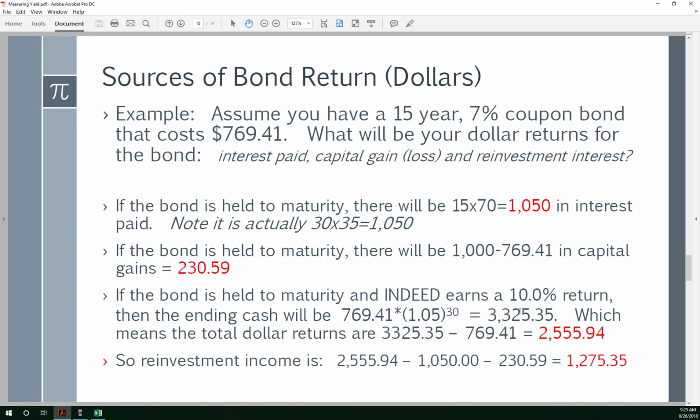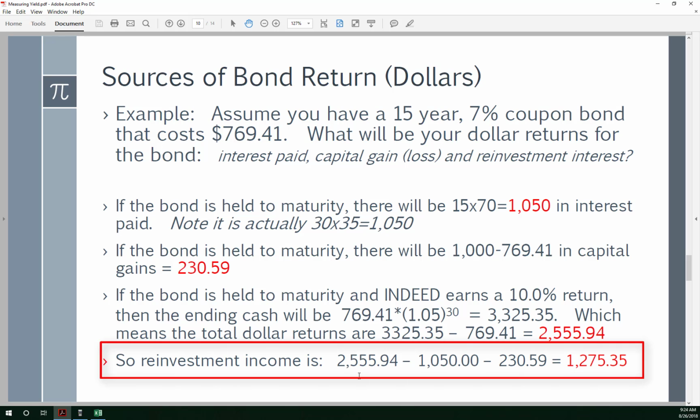So if we earn 10% on our bond over the course of the holding period, the 30 periods or the 15 years, that's what this calculation is doing right here, we end up with $3,325. So that means our gains, our dollar returns, are $2,555. Hopefully you can see where that's coming from. And lastly, we have this calculation.